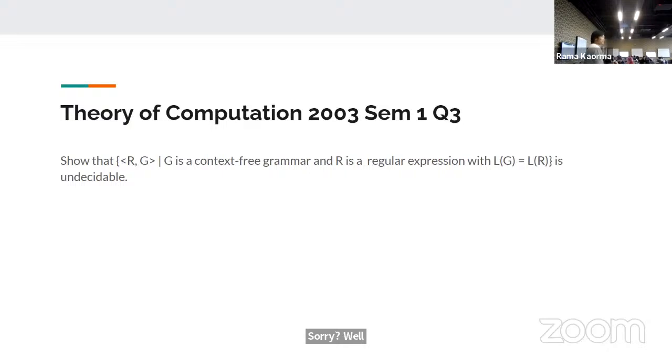Equality for context-free grammars is undecidable. Equivalence means you check if two different context-free grammars have the same language.